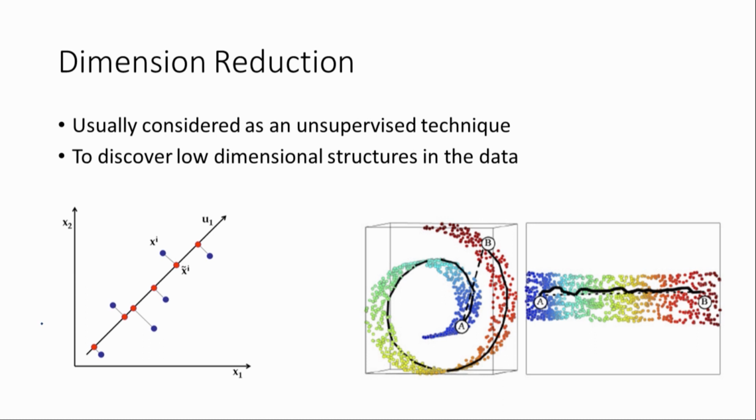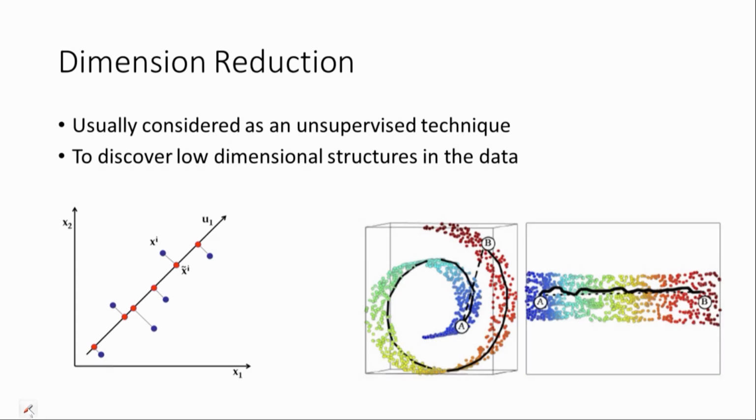Usually it's an unsupervised technique, which means that usually you're just looking at the structure of the data, not really at the labels. However, there are aspects of dimension reduction in which you consider the class structure, the label structure of the data. We won't touch upon them in this class, but maybe later in your course you will face that.